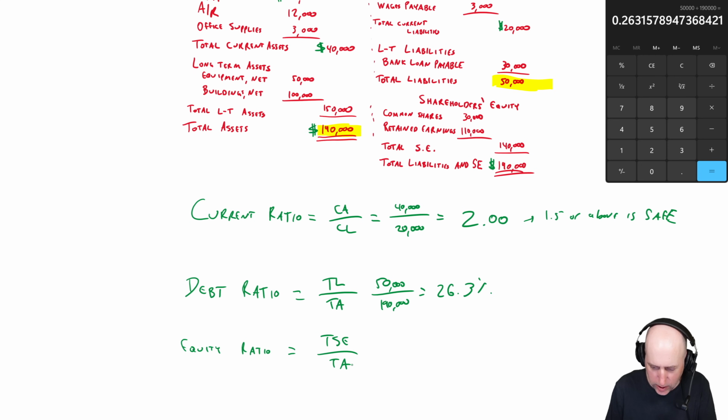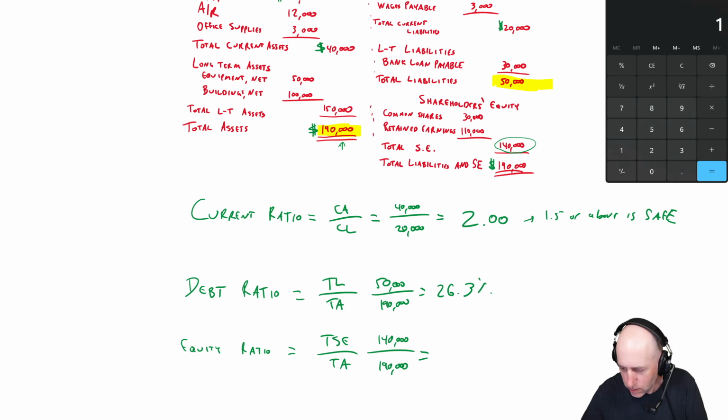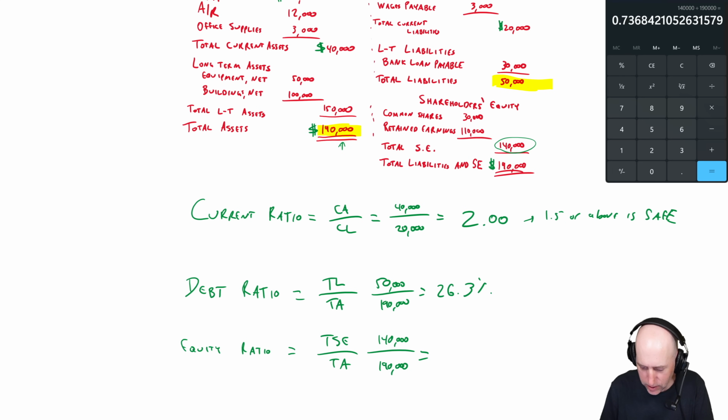Our equity ratio is the total shareholders' equity divided by total assets. Total shareholders' equity here is right here, 140. Total assets is still 190. So 140 divided by 190 is 0.7368, 73.7%. Now these two, you can see it adds up to 100%. It has to, because of how the accounting equation works.